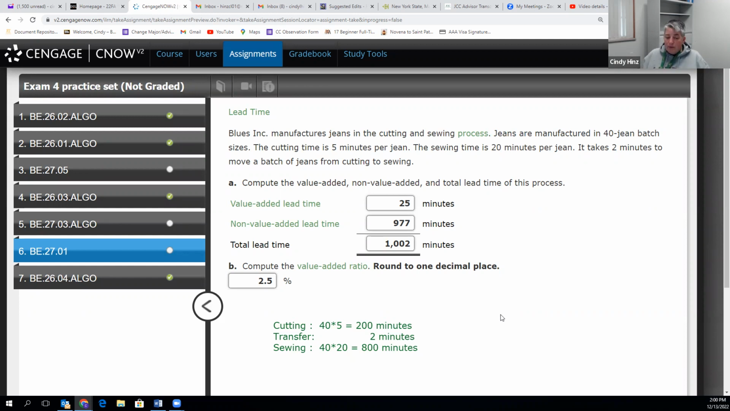And for our example in class, we redid this calculation and said, what if we reduce the batch size? So under lean manufacturing, again, as we said in class, the ideal batch size is a batch of 1. That may not be practical in reality, but definitely larger batch sizes are going to be much less efficient, as we can see here with this 2.5% value added ratio.